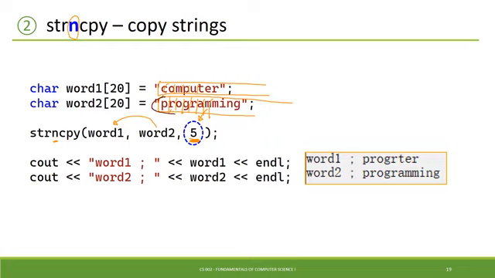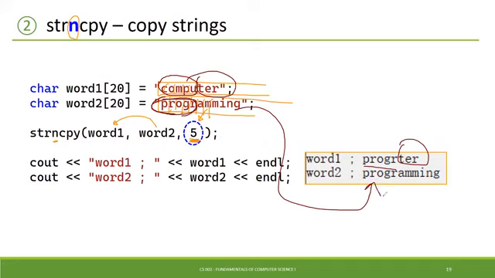The 5 letters are these: 1, 2, 3, 4, 5, from P to R. So PROGR will be here. Do you understand? The first 5 letters will be replaced with the source's 5 letters. After that, when you print out, PROGR and TER is printed, and programming is the same, no change, because it is source data. Okay, guys, any question?